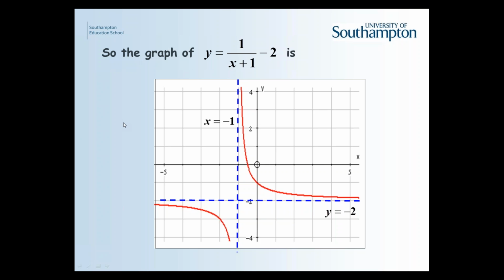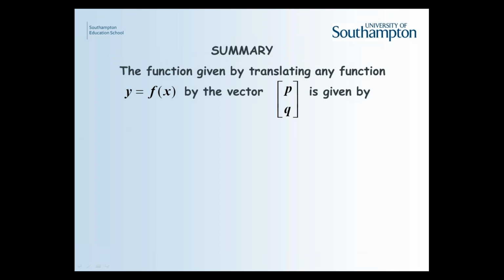Okay, so that's the graph of y equals 1 over x, and basically what we're saying is, for any function you have, you translate it by a vector, you change the bit with the x to the opposite sign, and then you bung the bit with the y on the end.